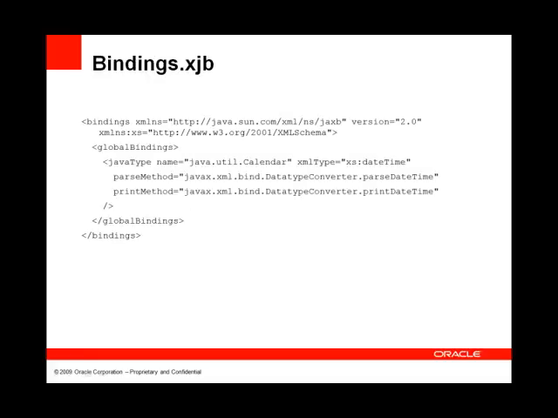Here we see the contents of the bindings.xjb file. Notice that there are two different methods, one to print and one to parse, and it results in the Java util calendar date class.